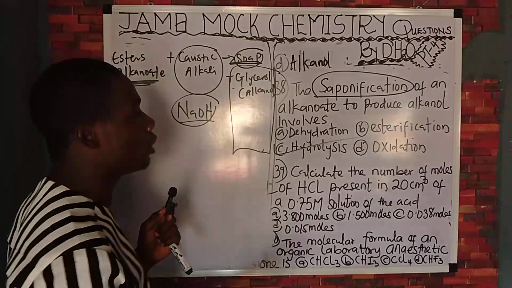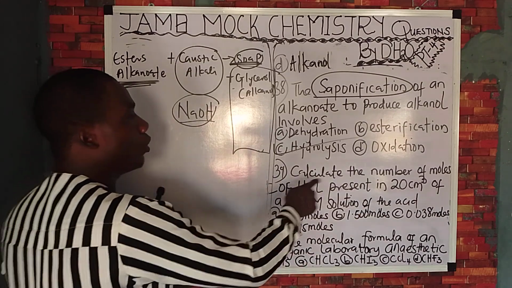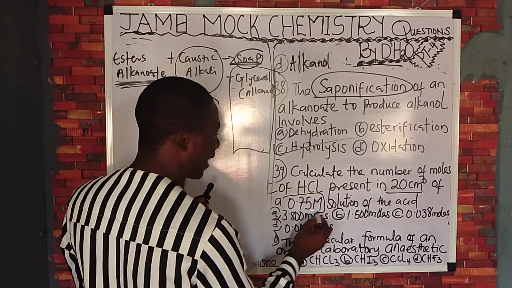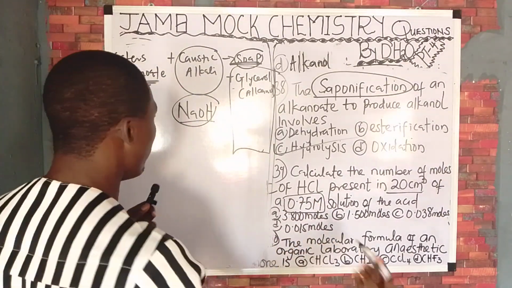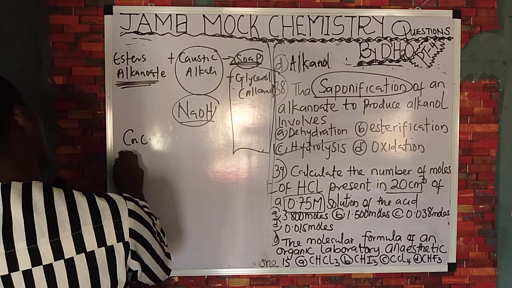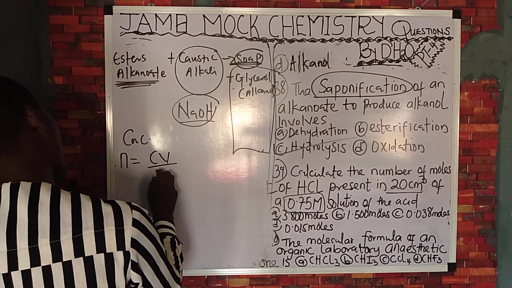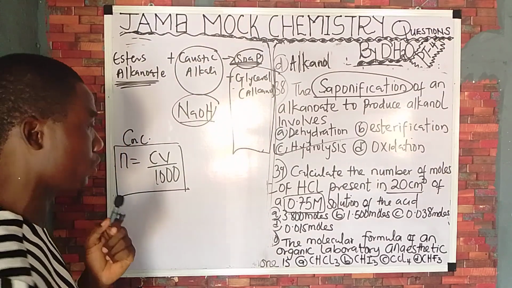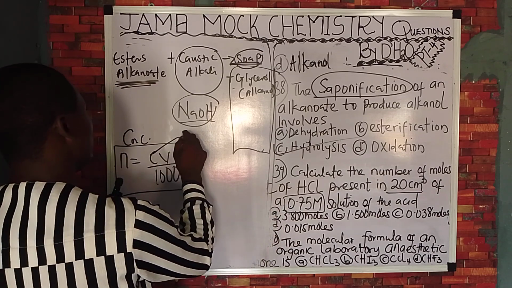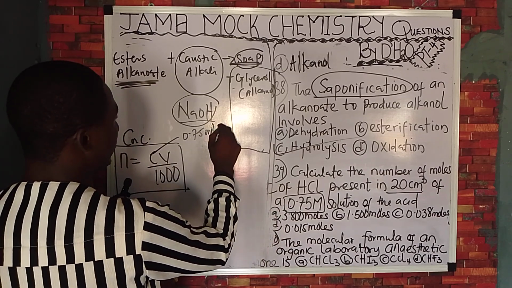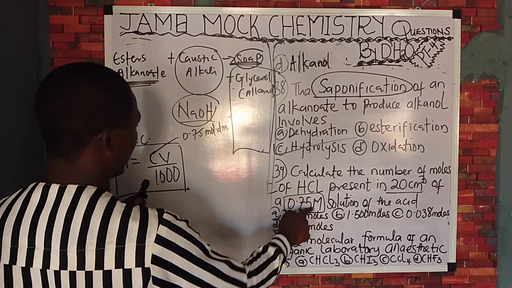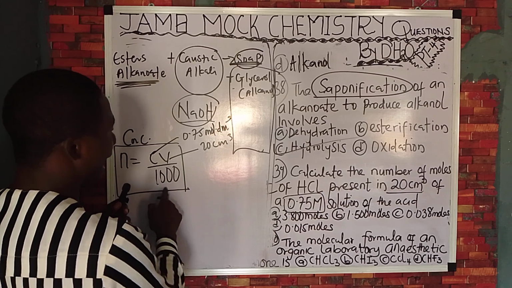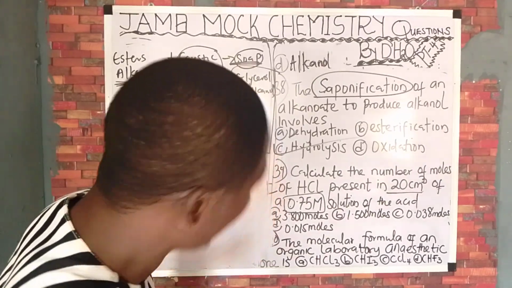Question number 39. I'm going to give you the formula, then you solve it yourself. Calculate the number of moles of HCl present in 20 cm cube of this particular concentration solution of the acid. Very easy. Remember, in concentration, number of moles is CV over 1000. This is the formula used to calculate for number of moles when it involves concentration. So your concentration is 0.75 mole per dm cube. That's what the capital letter M stands for. Your volume is 20 cm cube. By the time you multiply these two and you divide it by 1000, you get your answer.